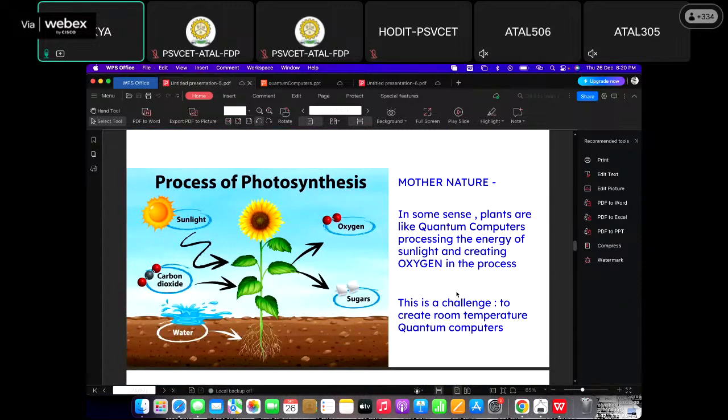This is how quantum computers work. This is the image of photosynthesis, Mother Nature. In some sense, plants are like quantum computers, processing the energy of the sunlight and creating oxygen in the process, right? This is all about the oxygen. And this is a challenge, to create room temperature quantum computers.